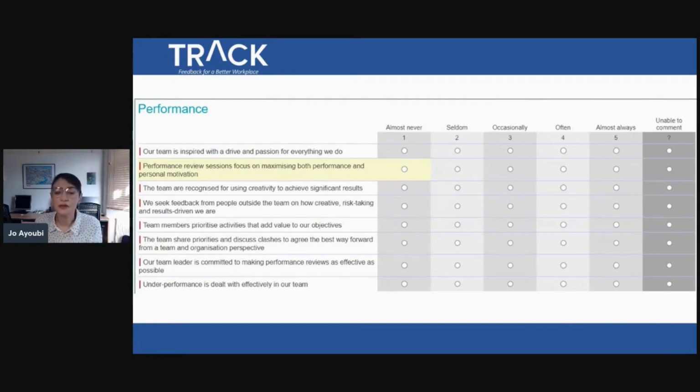Performance. So this is about the actual what the team does. So it talks about drive and passion, regular performance review sessions. So in one area, it's about attitude and team spirit, I suppose. But it's also about how often do we do these things? Performance review sessions focus on maximizing performance and motivation. How often do we do that?